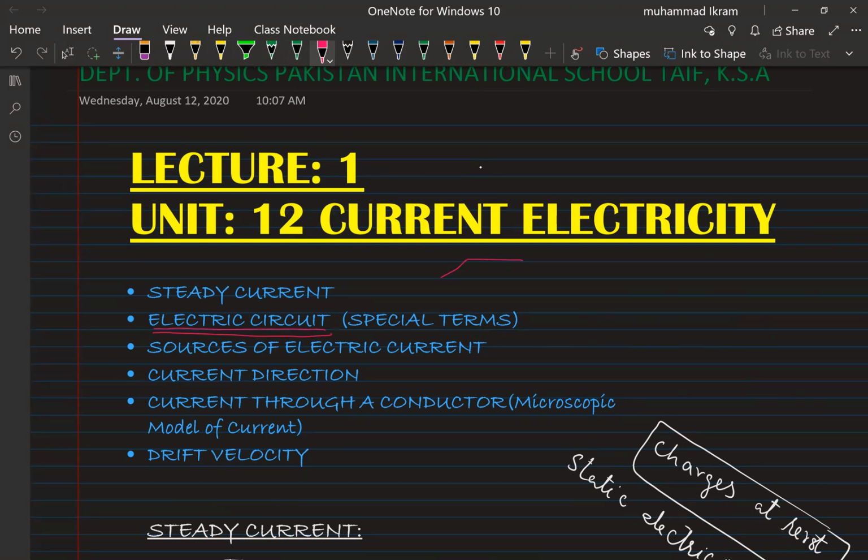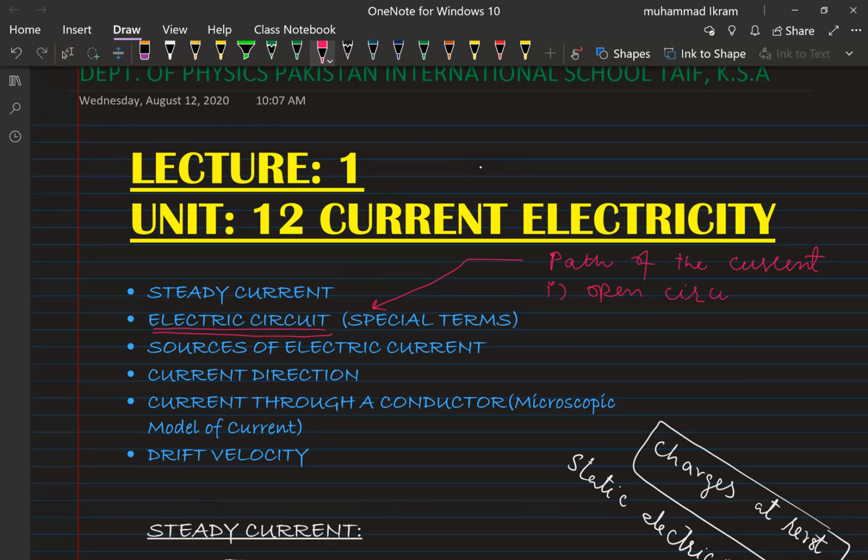Electric circuit is nothing but the path of the current. The path of what? The path of the current. That is called the electric circuit. So any conducting path through which the current can flow is called the electric circuit. We have two kinds of electric circuits. There is one we call the open circuit.